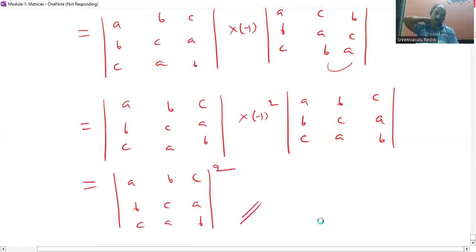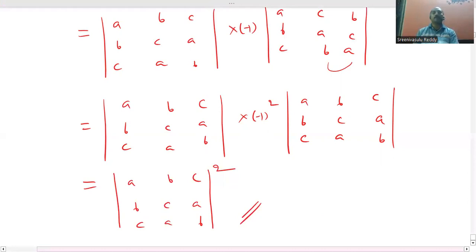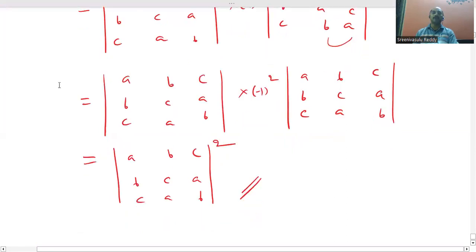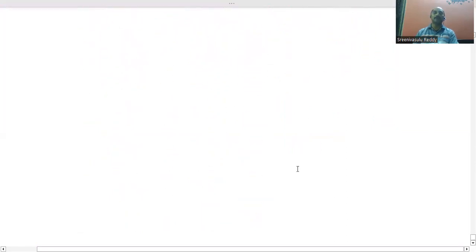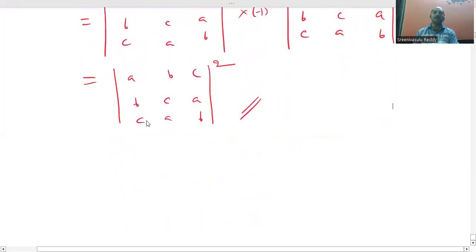One part is over. Next we need to expand the det value. So expand this det value and take a square on both sides. We get the det square. Up to this, okay. LHS equal to RHS. We want to show that the given det value is written as square of some det value. Cyclic order ABC, BCA, CAB.